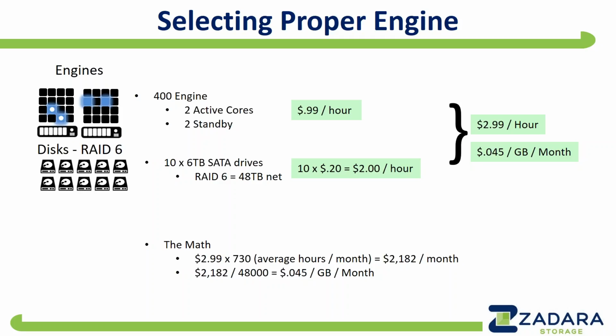2.99 cents we talked about, times an average month has approximately 730 hours in a month, so that gives us a bill of that 48 terabytes of around $21.82 per month. If we take that and simply divide it by the amount of terabytes or gigabytes that we're using, that renders us down to the 4.5 cents per gigabyte per month. So all the magic has been removed here. We know exactly what each piece is, and this is really the essence of what we wanted to explain today.